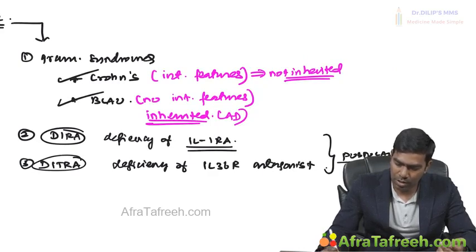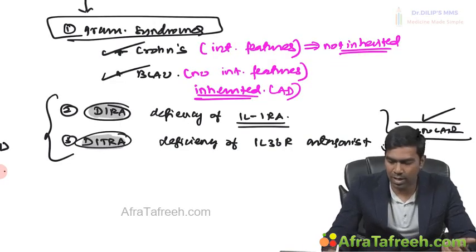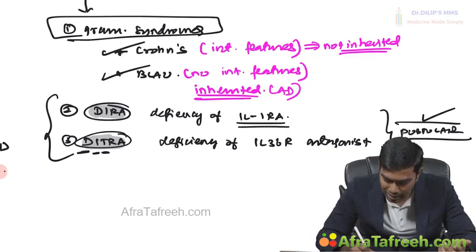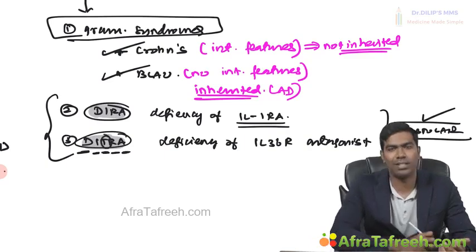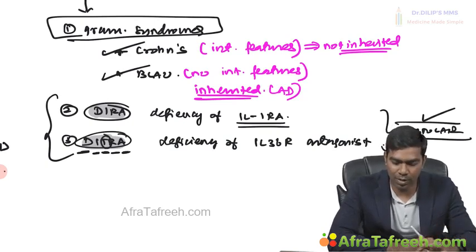I told you these are granulomatous syndromes, similarly these two are pustular syndromes. We'll come back to that. So this is what we call DIRA and DITRA. DIRA and DITRA can be put under pustular syndromes, but still I won't tell it under miscellaneous because only the names will be asked. DITRA means deficiency of interleukin 36 receptor antagonist. For 36 only they have put this T there.